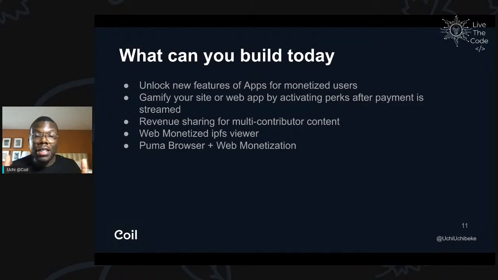Or how can I add web monetization to my hackathon project, right? So I'm going to give you a couple of examples of things that you can do. One of the things that you can do is unlock new features in your web app for web monetized users. How you do that is that when web monetization is enabled, a JavaScript event is fired. So you can basically check that JavaScript event, and if it's streaming payments, then you unlock new features.